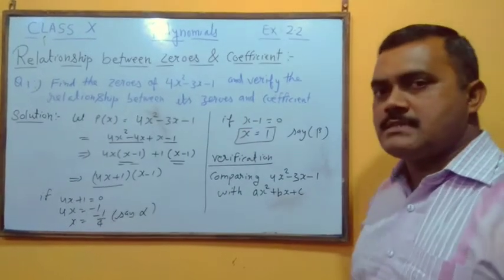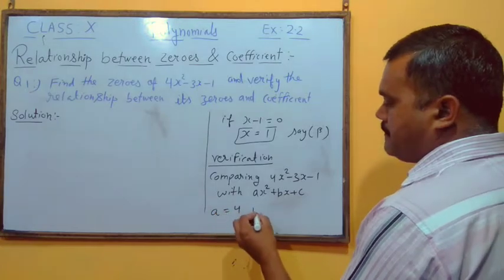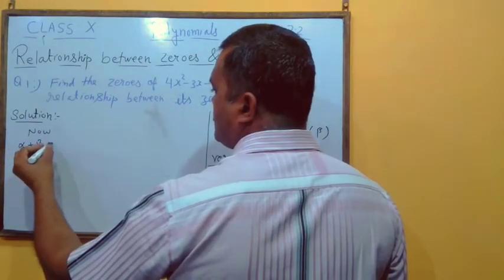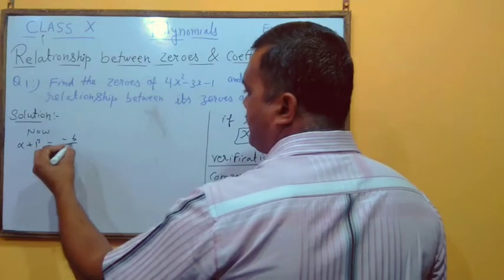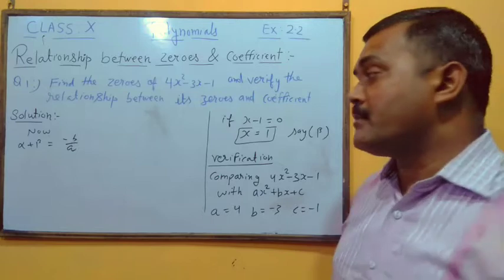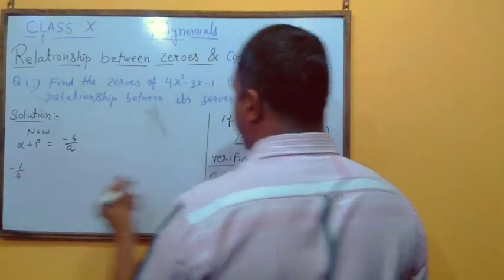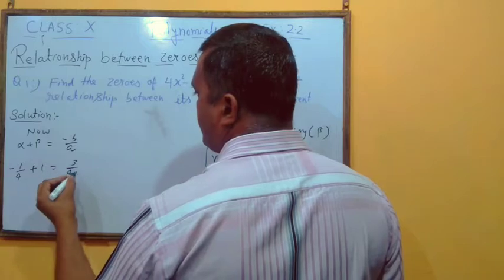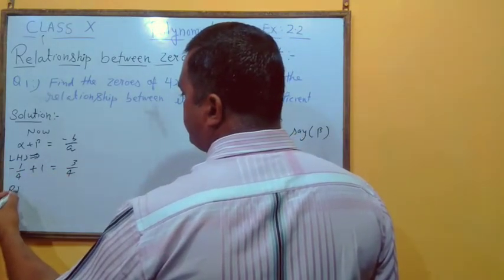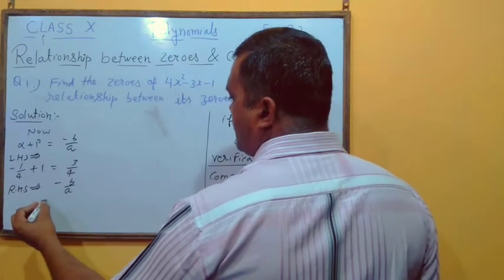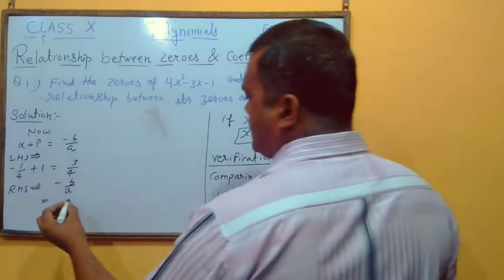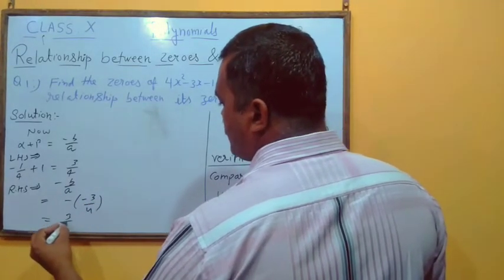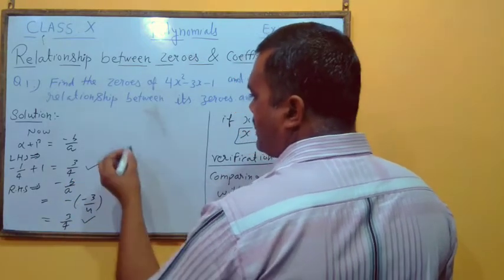So let us check how to verify this. Here a = 4, b = −3, c = −1. Now alpha plus beta should be −b upon a. From the solution we know beta is 1 and alpha is −1/4. So −1/4 + 1 = (−1 + 4)/4, which comes to 3/4. This is the left hand side. Now the right hand side, −b upon a. Here b is −3, so −(−3) upon a, which is 4. So you get 3/4. You can see these two answers are the same, hence verified.